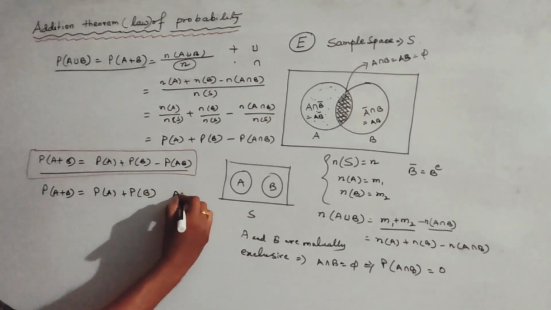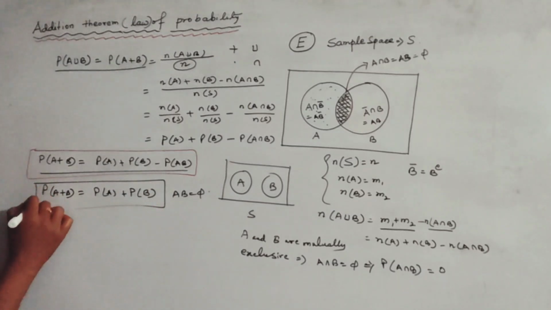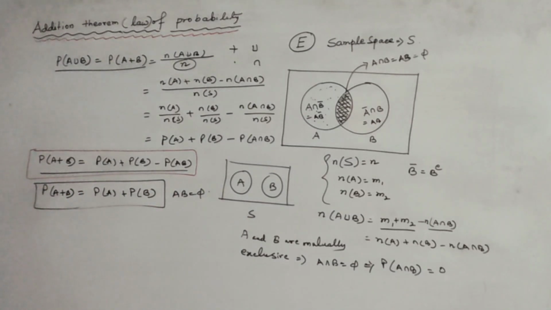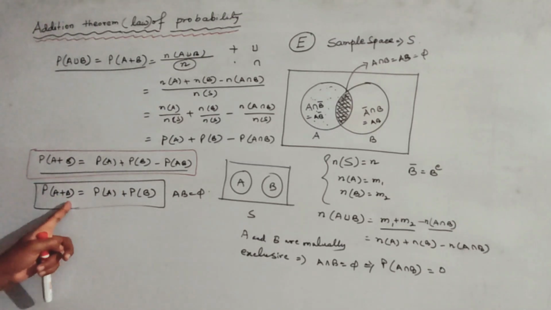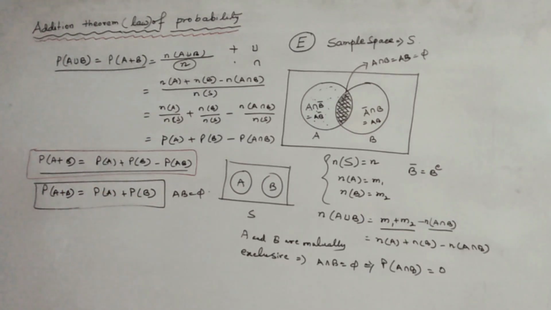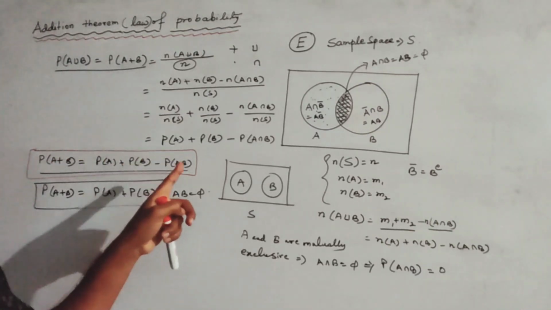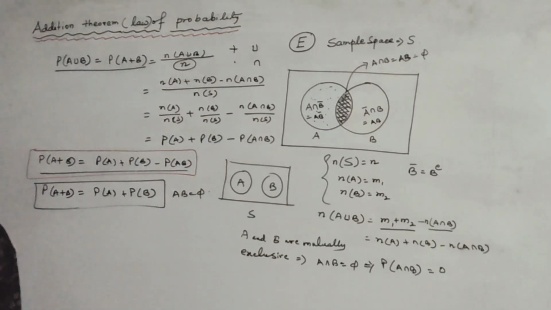If A intersection B is equal to phi, that is, if A and B are mutually exclusive, then the addition theorem of probability is P of A plus B equals P of A plus P of B. And if in general A and B are any two events of S, then P of A plus B is equal to P of A plus P of B minus P of AB, right?